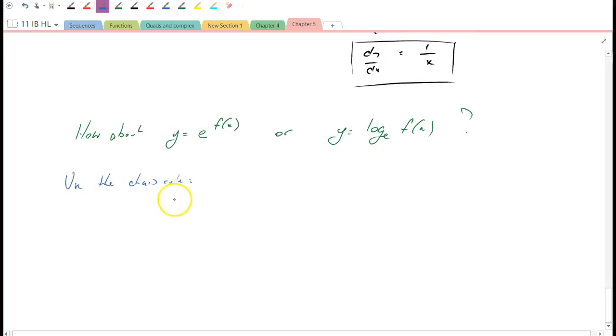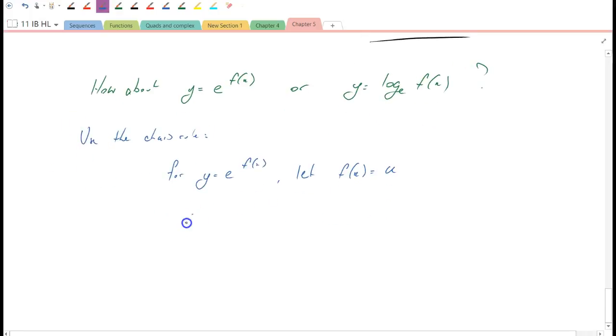So if it's y equals e to the f(x), for y equals e to a function of x, we can let that function of x equal, say, u. So therefore, we've got y equals e to the power of u. I want dy/dx. What I'm asking here is, what's dy/dx for when it's e to the f(x)? So I want dy/dx, and dy/dx is equal to dy/du times du/dx.